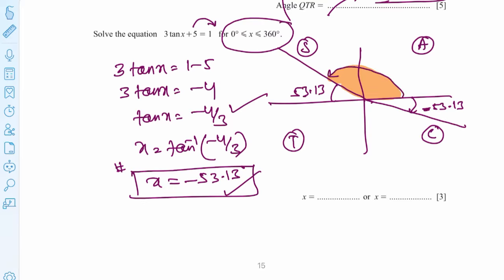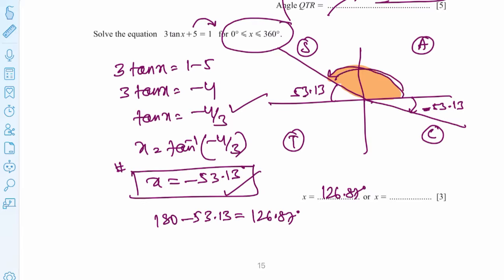So in the second quadrant tan is negative. So we can say that 180 minus 53.13 equals 126.87. That is the first angle, 126.87 degrees. So this is the first angle, right?